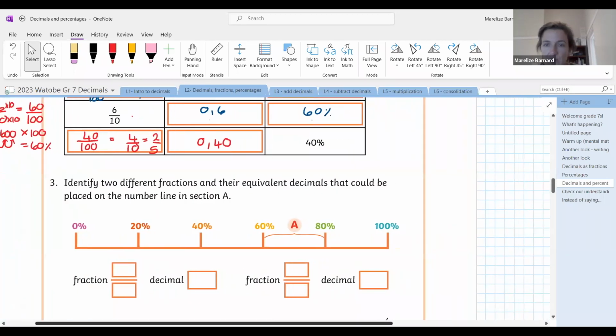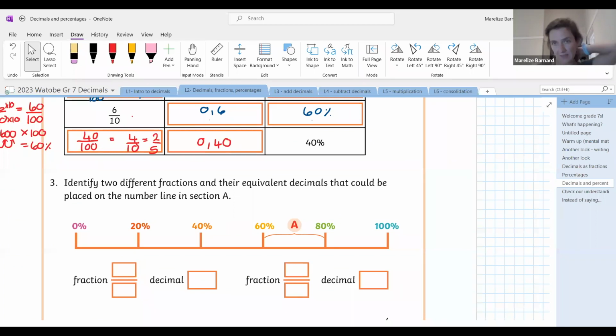Okay, our last question before we get ready for quiz, Miss Kat. Identify. So here we've got 0, 20, 40, 60, 80, 100. Identify 2 different fractions and their equivalent decimals that could be placed on the number line in section A. So here where section A is between 60 and 70, identify 2 decimals and then write them as fractions and as decimals.